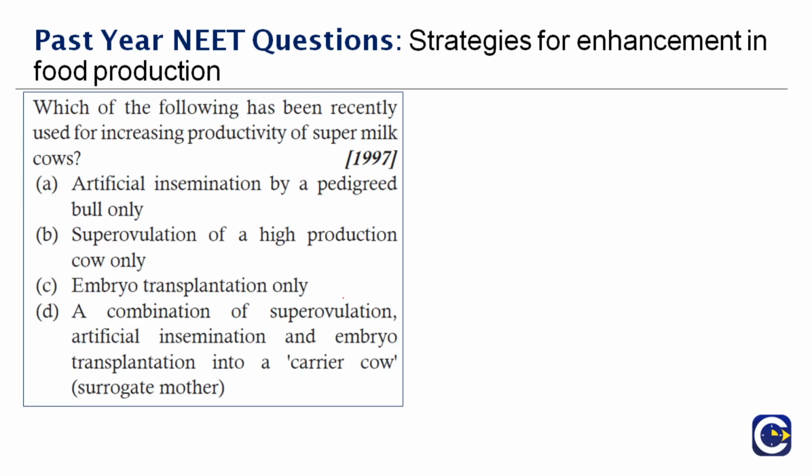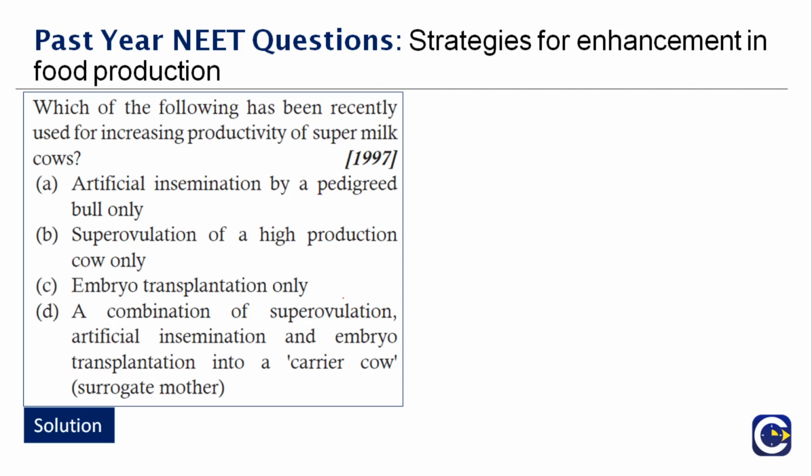Next question here. Which of the following has been recently used for increasing productivity of super milk cows? Okay, I think you should know this, but it's not just artificial insemination. They call it super ovulation. Okay, we are talking about something super milk here, so it's something extraordinary. That process is actually called super ovulation.